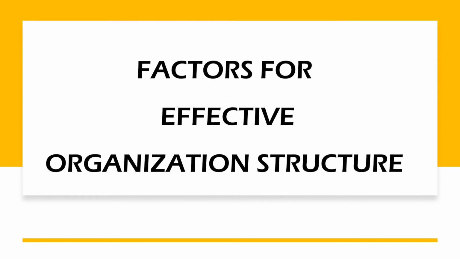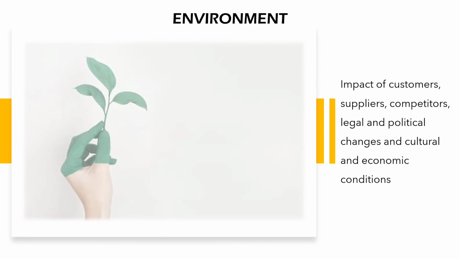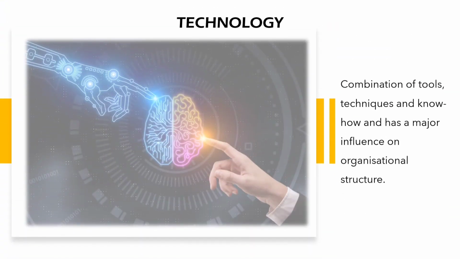The following factors are to be considered in designing an effective organizational structure. Environment. It is an important factor affecting the organizational design. It would consider the impact of customers, suppliers, competitors, legal and political changes, and cultural and economic conditions. Technology. It is a combination of tools, techniques, and know-how and has a major influence on organizational structure.